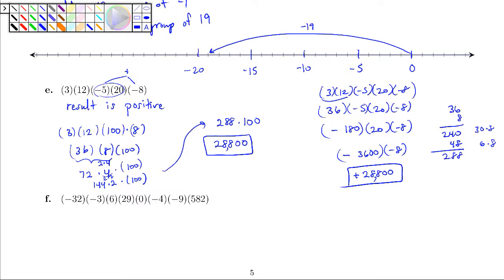All right, so looking at this one, part F, you might start by doing negative 32 times negative 3, and then that result times 6. But I encourage you, again, look all the way across and see what you expect the number to be. Okay, and you might see this in there. What is that going to do to the result? Yep, any number times 0 is 0, so the whole result is going to be 0. Maybe I should box it like that. The result is going to be 0.